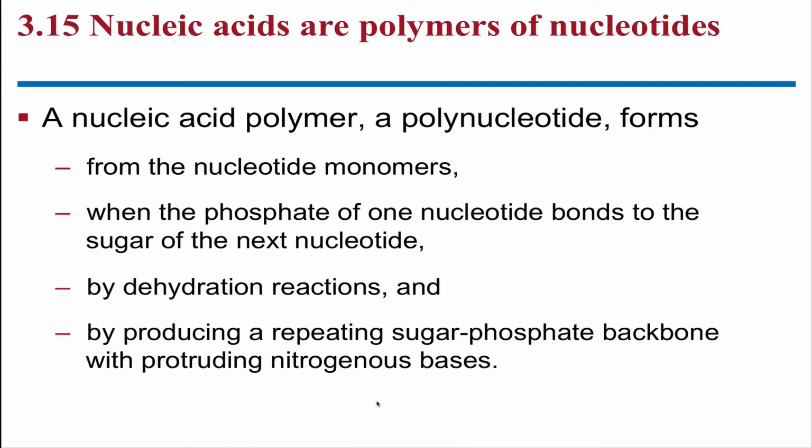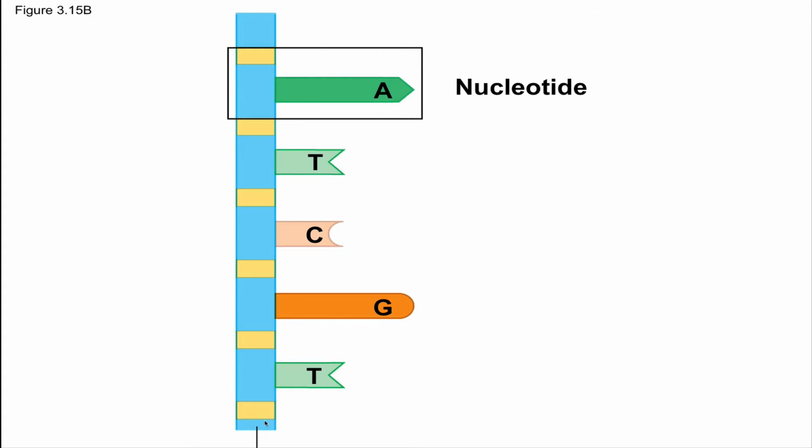So a nucleic acid polymer, a polynucleotide, forms from the nucleotide monomers. Okay? When the phosphate of one nucleotide bonds to the sugar of the next nucleotide, this also happens by dehydration reactions, producing a repeating sugar-phosphate backbone with the nitrogenous bases protruding out. So if you look over here, what do we have? You have the sugar-phosphate backbone over here, and then you have these nucleotides that are sticking out.